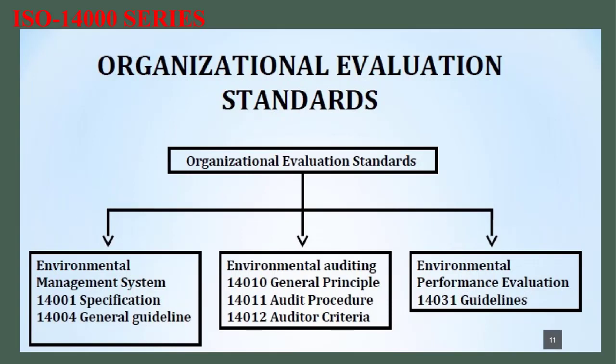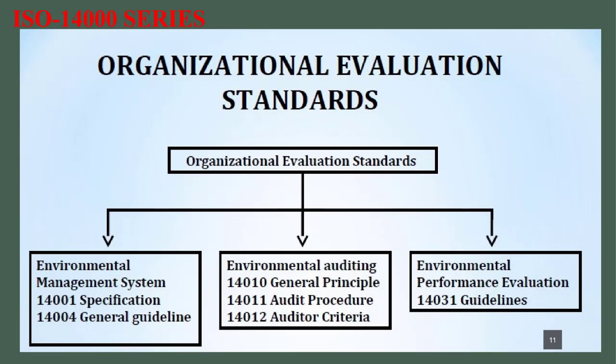ISO 14000 series. As we have seen, ISO 9000 also has some series. Here ISO 14000 has a series. But the best part is that the series is divided into two important parts, that is organization evaluation standard, and another is product oriented standard. When you talk about organizational evaluation standard, again we have three parts, that is environmental management system, environmental auditing, and the last one, environmental performance evaluation.